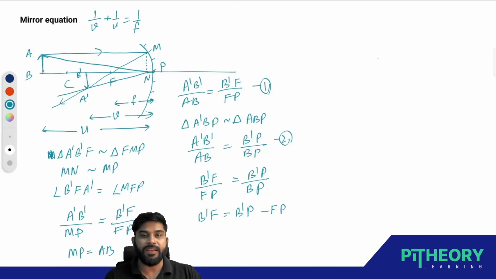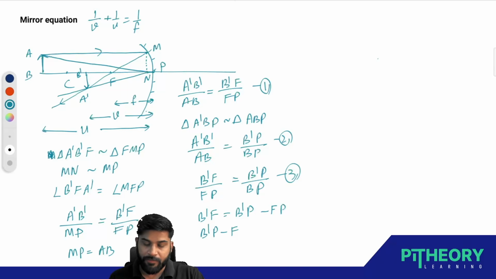B dash F, very clearly you can see, is equal to B dash P minus FP, right? So equation number 3 actually becomes B dash P minus FP divided by FP. What is that equal to? B dash P divided by BP.